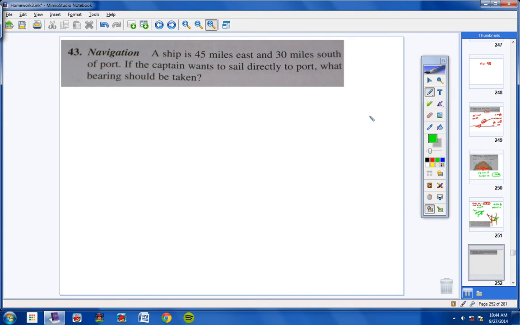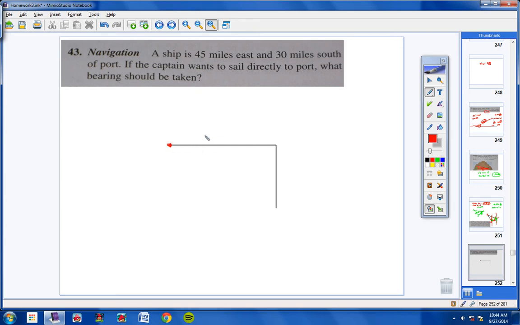Let's take a look here. A ship is 45 miles east and 30 miles south of the port. So here's my port right here. I'm going to go east and then south. Okay, that's what it says. So here we go. Here's my port right here.